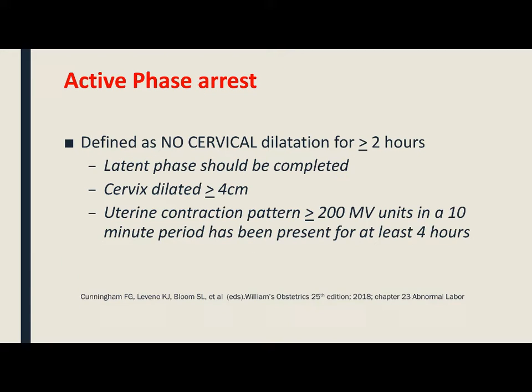For active phase arrest, this is defined as no cervical dilatation for at least 2 hours. And the requirements should be the following: that the latent phase should be completed, cervix is dilated to at least 4 centimeters, and the uterine contraction pattern must be at least 200 Montevideo units in a 10-minute strip, and that has been present for at least 4 hours.